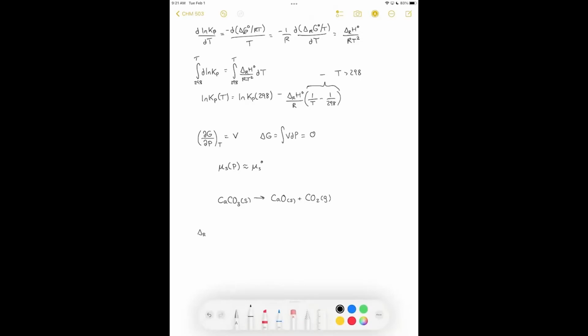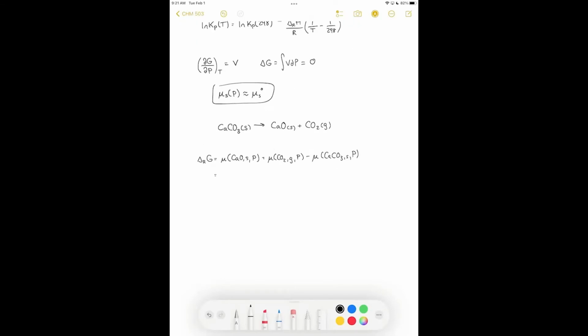The Gibbs free energy of this reaction is equal to the chemical potential of the solid calcium oxide at some pressure P, plus the chemical potential of our gaseous carbon dioxide at some pressure P, minus the chemical potential of our calcium carbonate at some pressure P. Using this relationship up here, the pressure doesn't really affect the solids. So we can say that this term here is simply equal to the standard chemical potential of solid calcium oxide, whereas this gaseous term for carbon dioxide is equal to the standard potential for gaseous carbon dioxide.